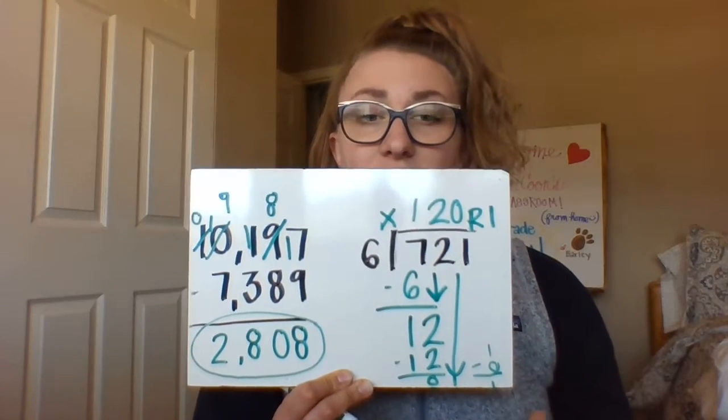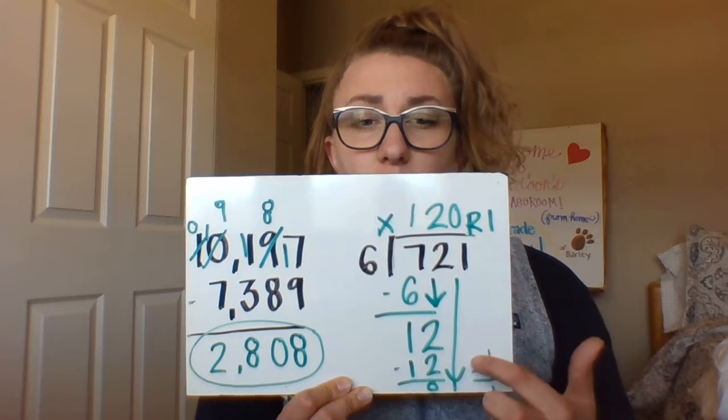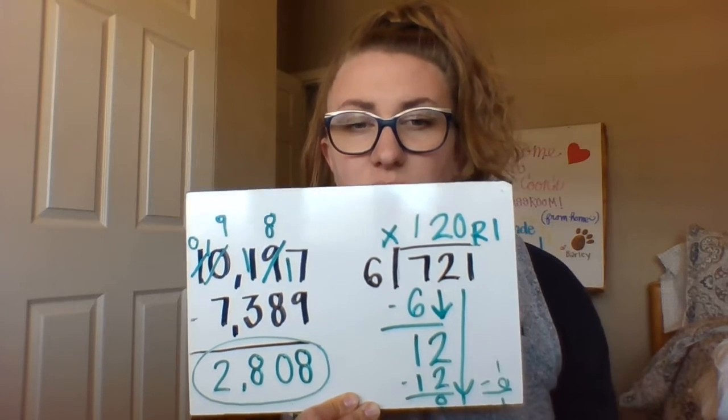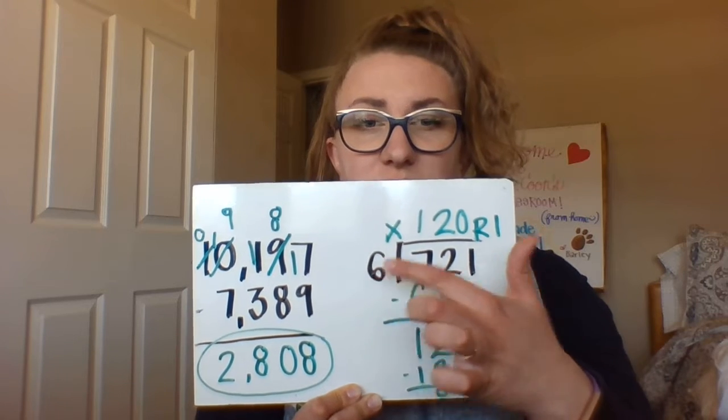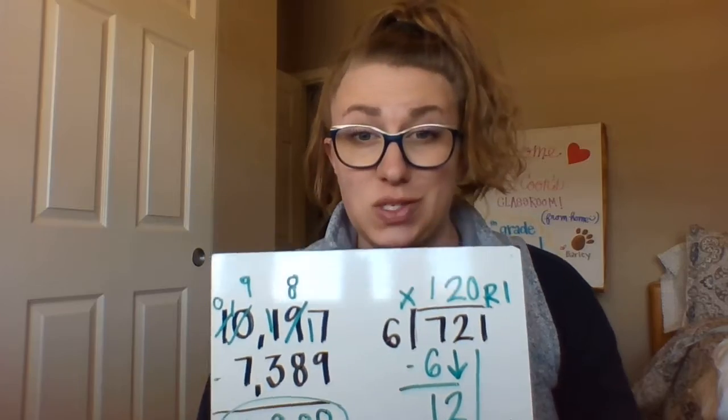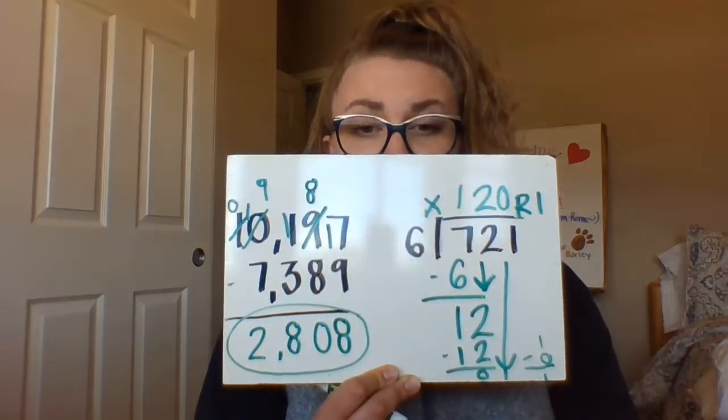Okay, and that's because when we pulled this one down, I know that the 6 can't fit in there, that's where the 0 came from. And then when I did 6 times 0, I got 0 here. My subtraction left me with a 1 and nothing else to bring down. Okay. All right, my friends, that's our warm-up. Get ready for our math lesson.